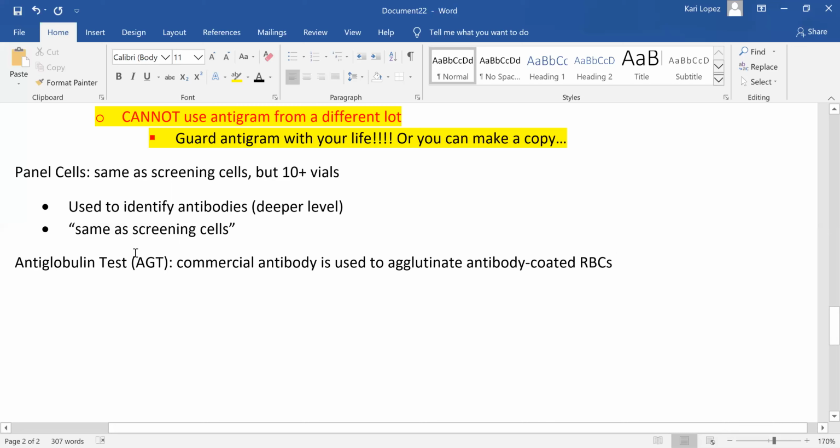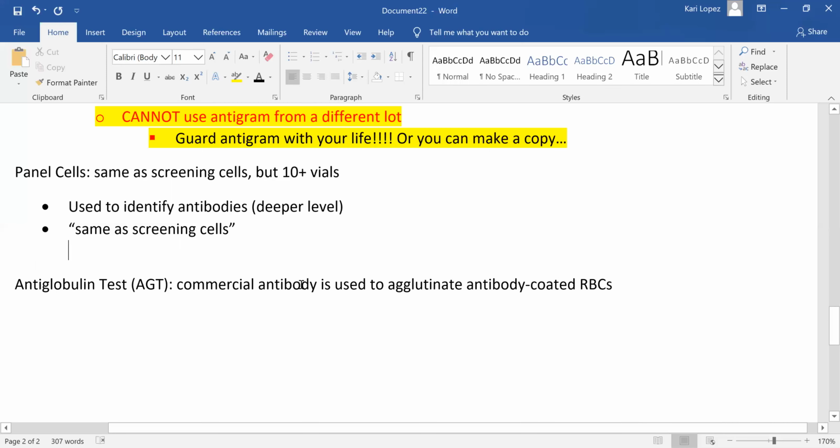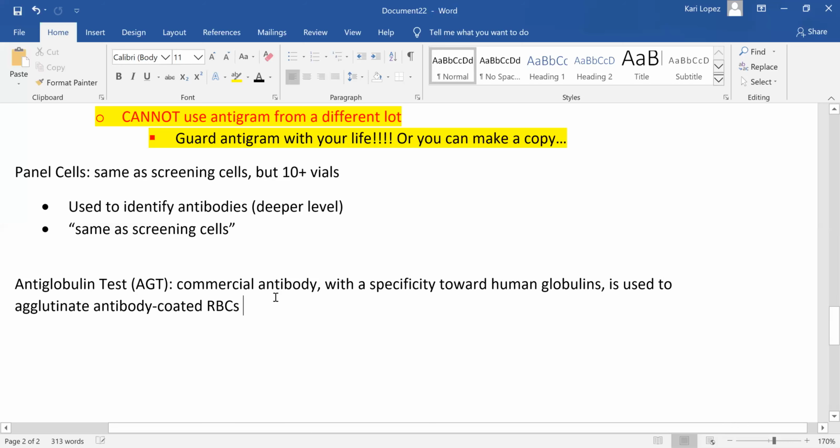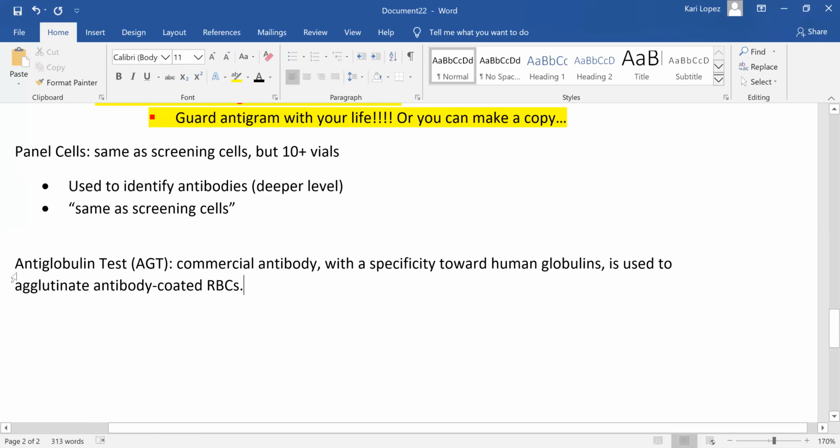Deciding whether to make it a bullet point or go ahead and put it here. I think I'll include it in here. So commercial antibody for human globulins is used to agglutinate antibody-coated red blood cells. Now, if it makes more sense to you, you can put "with the specificity toward human globulins" as a bullet point underneath it instead.